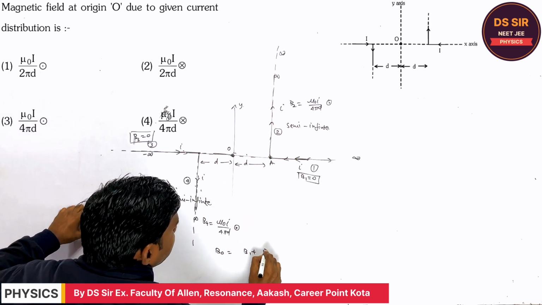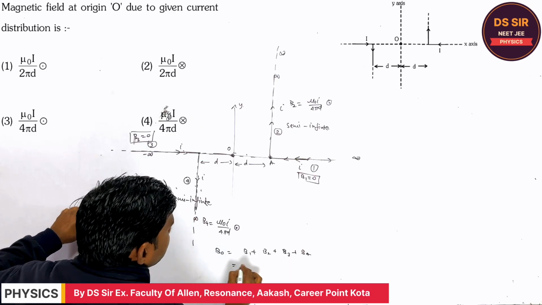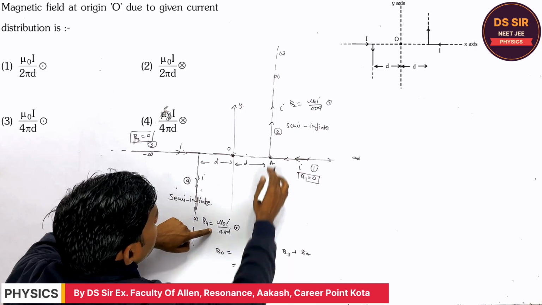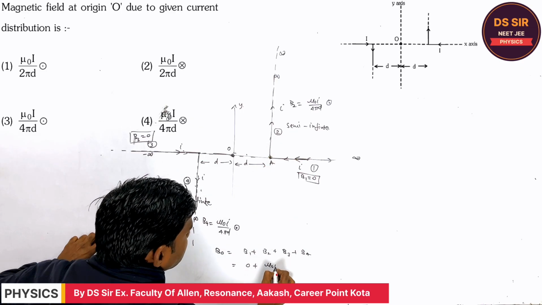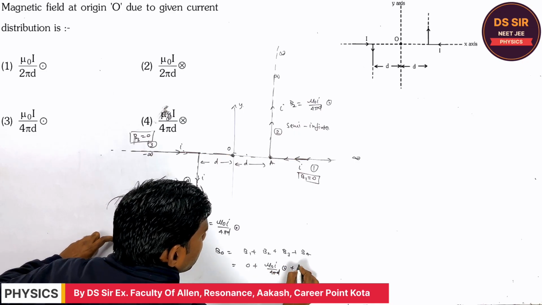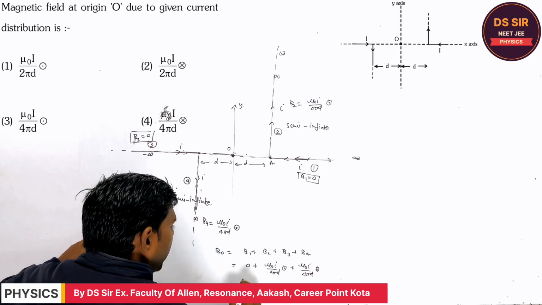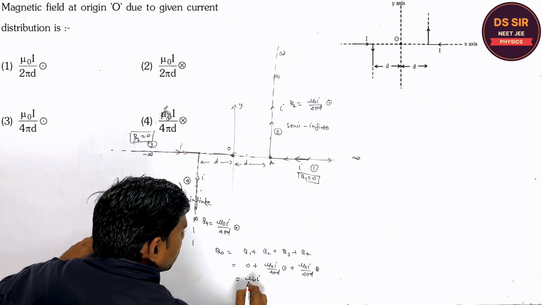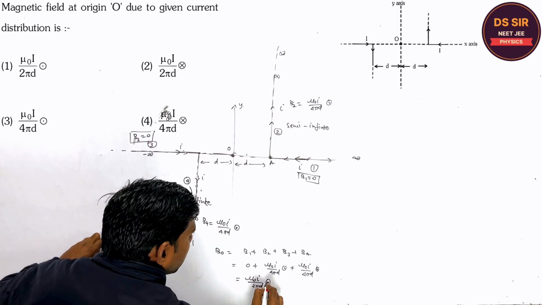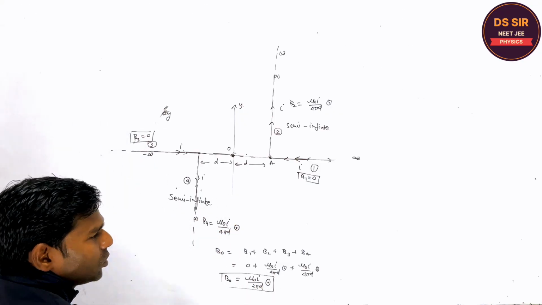B1, B2, B3, B4. 0, it is out, it is also out, right? Yes. So if you add them, μ0I/2πd, and this is out of the board. Yes. All right, copy this.